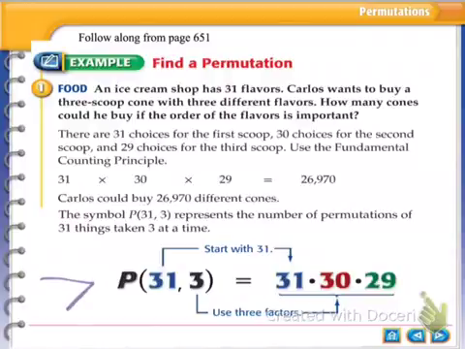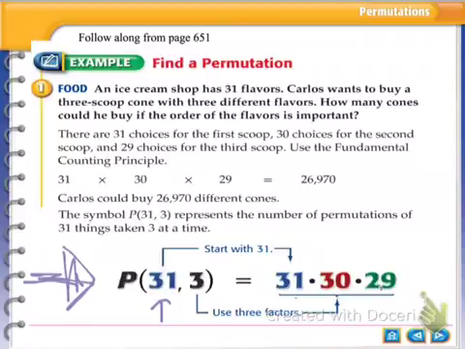So now if you look down here in symbols, make sure you write this down in your notes. The symbol P(31, 3) represents the number of permutations of 31 things taken 3 at a time. So this is the permutation of 31, choose 3. I'm going to start with this first number, 31. That's how many different options I had. So notice I started with 31. 3 tells me how many I'm going to choose. So that tells me I need 3 numbers over here to multiply by each other.